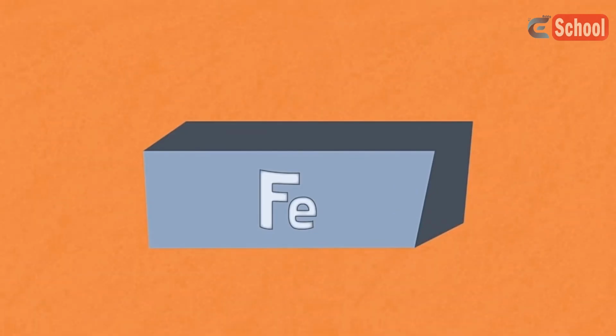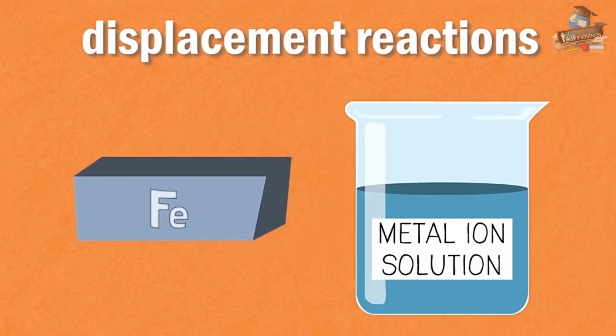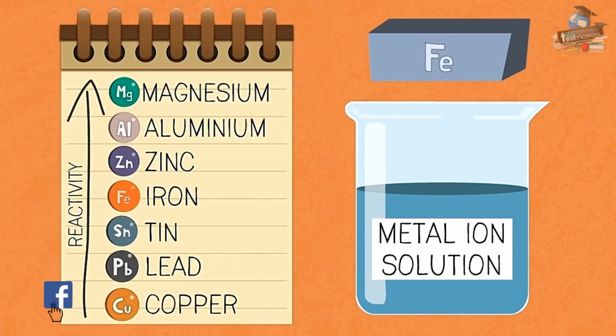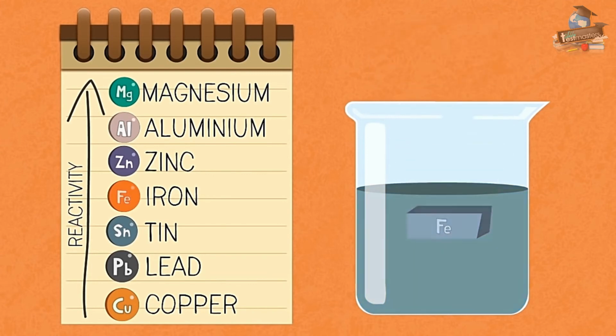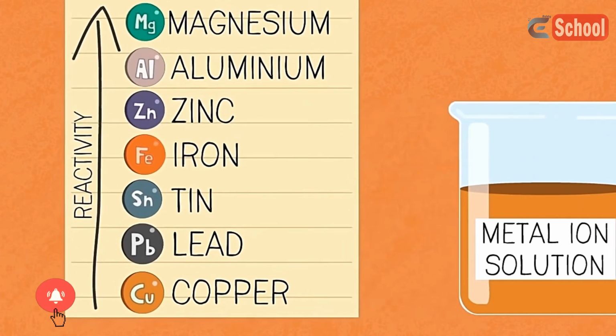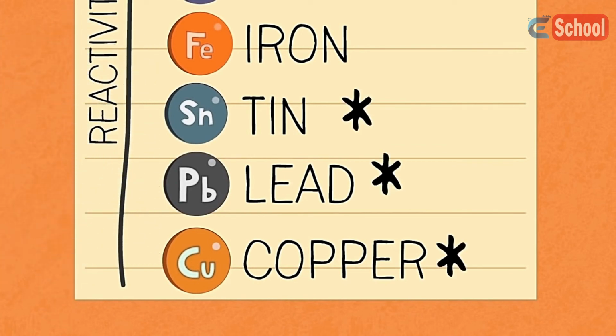Iron in its solid state may take part in some displacement reactions. It depends on what metal ion solution it is reacted with. Here's a challenge. Using the reactivity series, what metal ions will be displaced from their counter ions using iron? The correct answer is that iron will displace any of the metals from a solution of its ions if that metal is underneath iron in the reactivity series. So iron will displace tin, lead and copper cations from solutions of their counter ions.